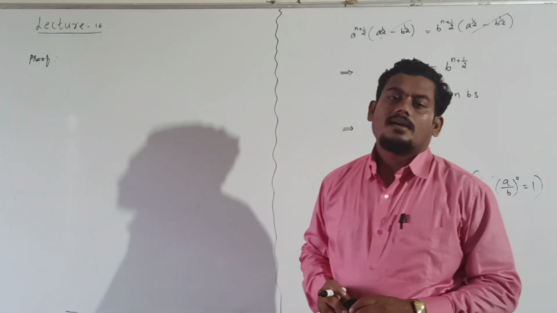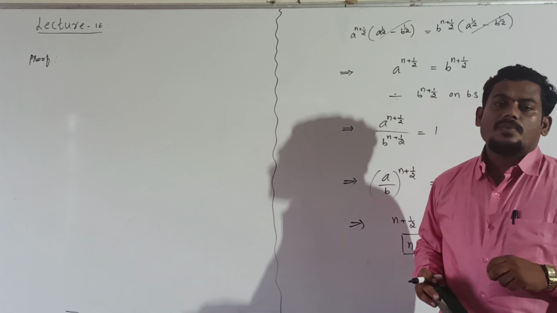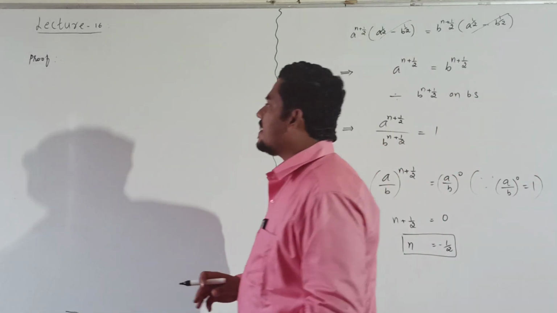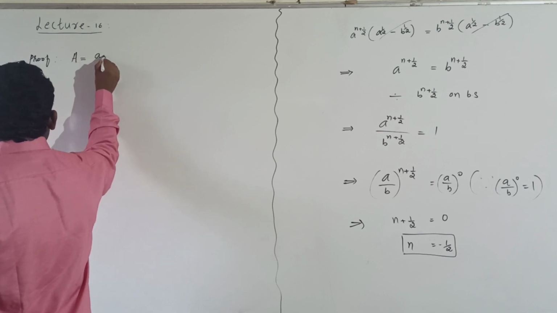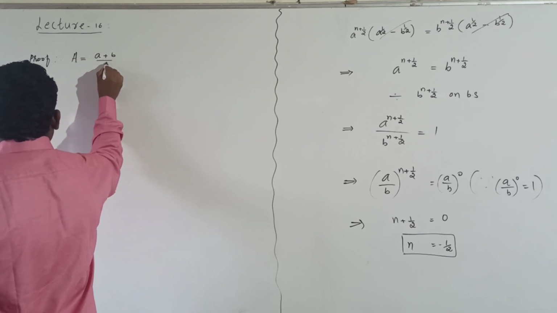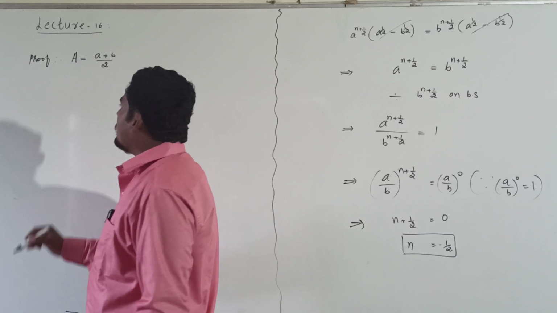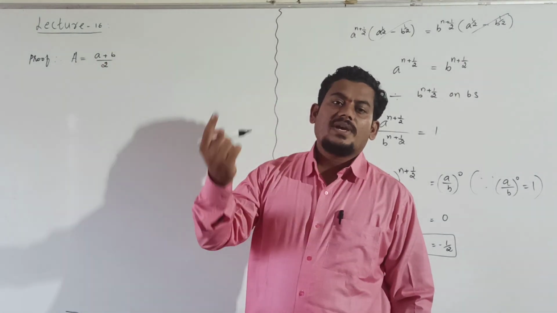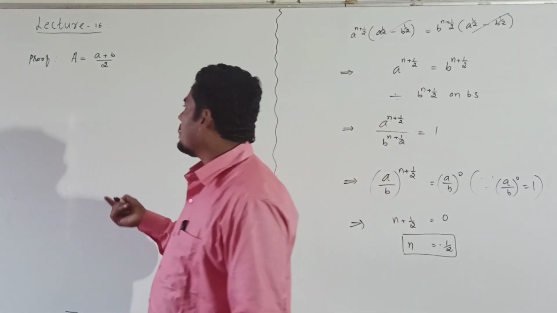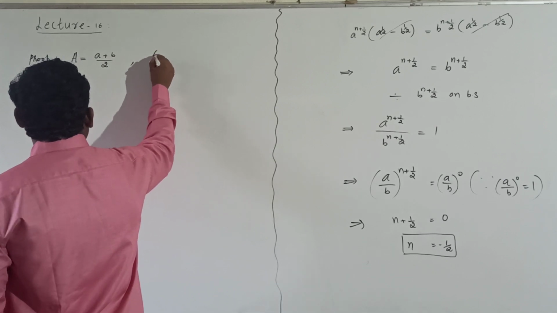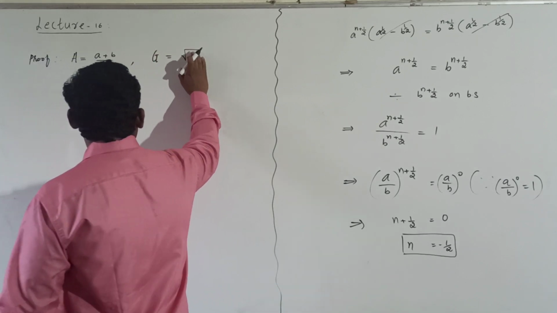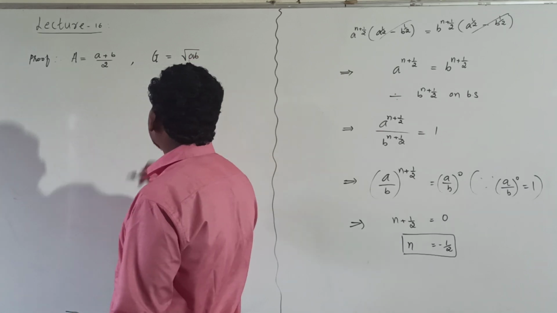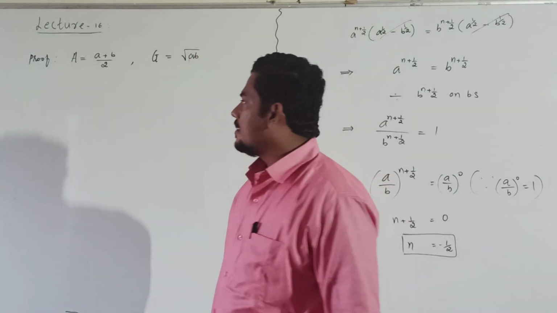They have given arithmetic mean between small a and small b is capital A. Capital A is equal to a plus b divided by 2. Capital A is the arithmetic mean between two positive numbers, and capital G is the geometric mean between two positive numbers. What is geometric mean between two positive numbers? That is square root of ab.